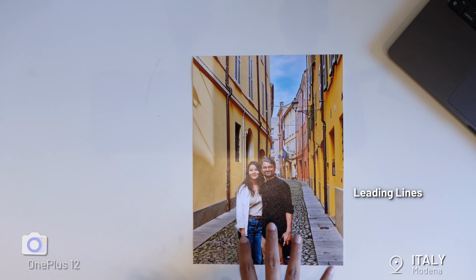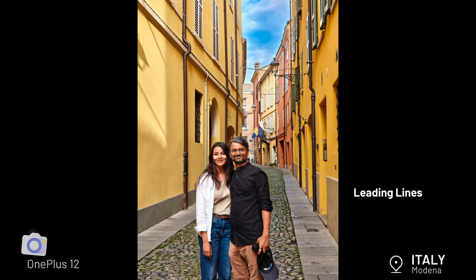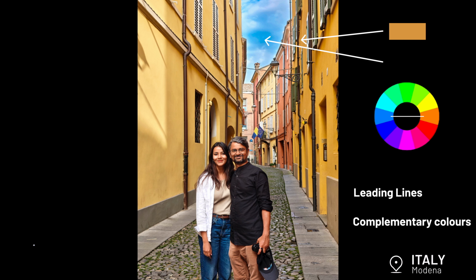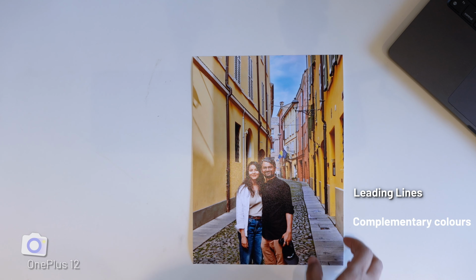Speaking of leading lines, alleys or narrow lanes easily can be used to add depth to photographs. The walls on each side naturally create leading lines that guide the viewer's eye towards the background. At the same time, once again, the warm orange walls and the cool blue sky, which are in fact complementary colors, really shine in this pairing.